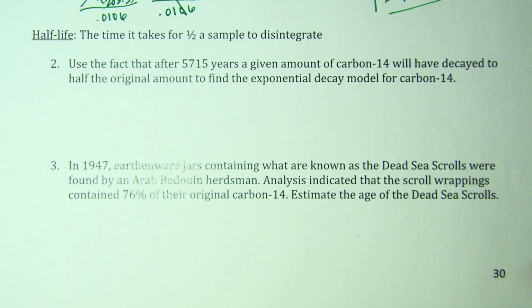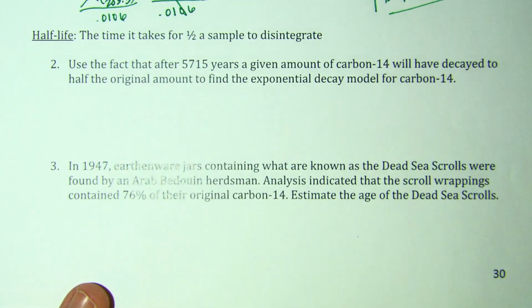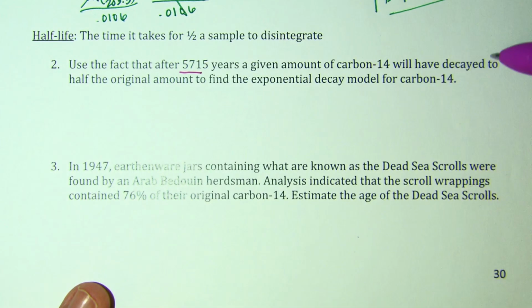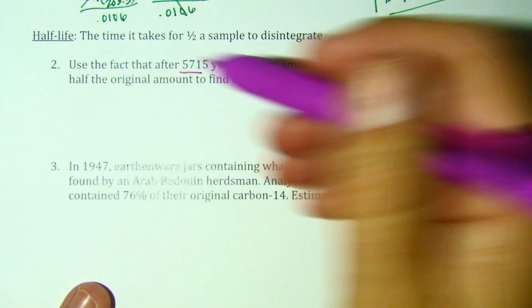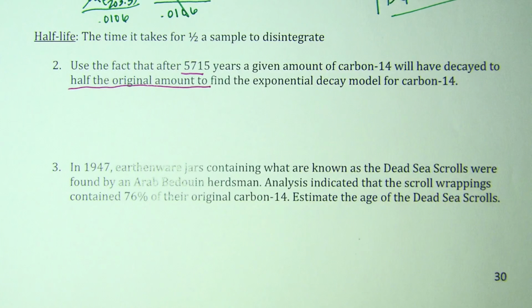And so we have in this case, fossils, and it says, use the fact that after 5,715 years, a given amount of carbon-14 will have decayed to half the original amount. Find the exponential decay model for carbon-14.